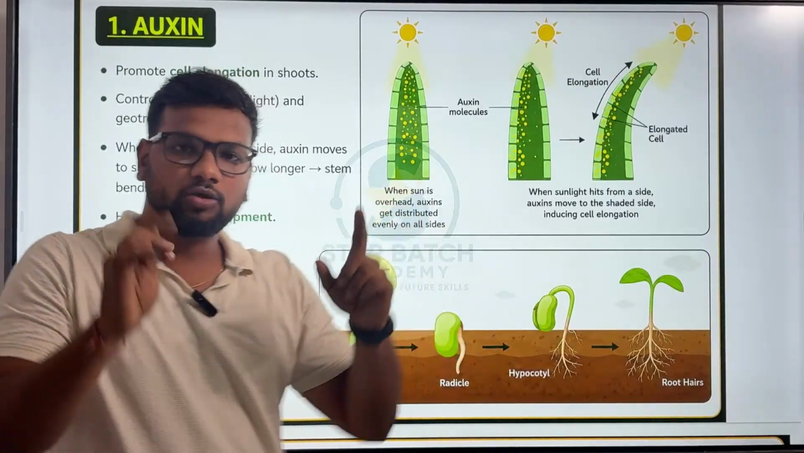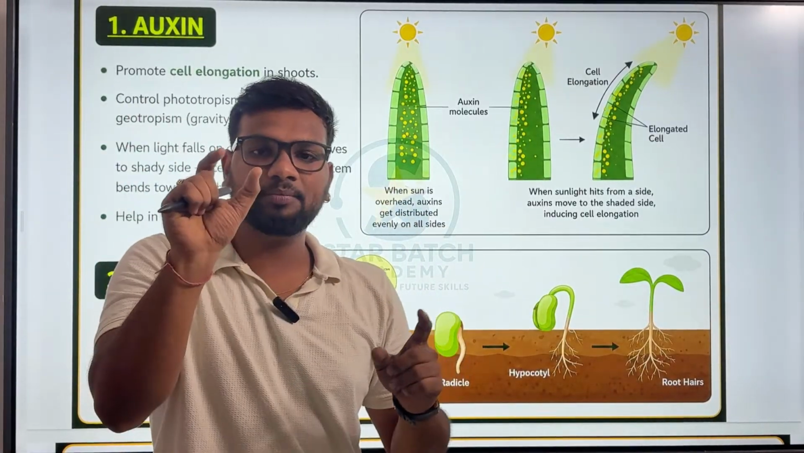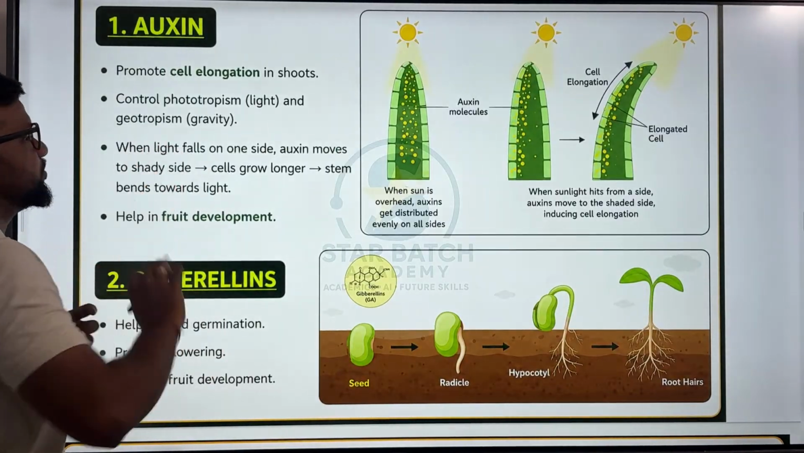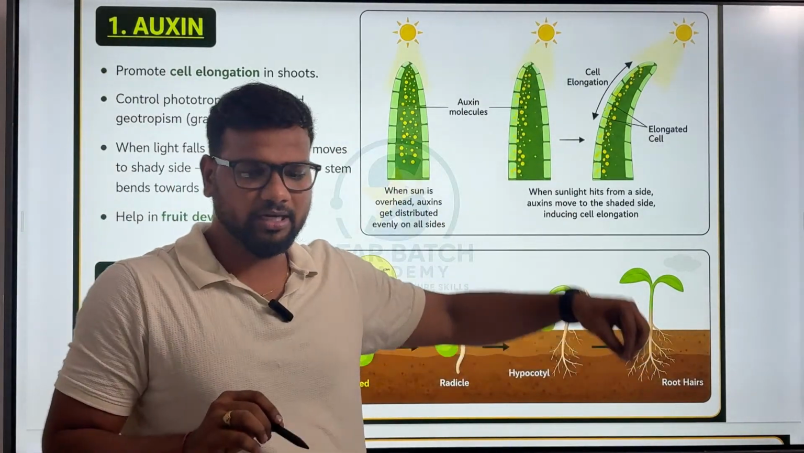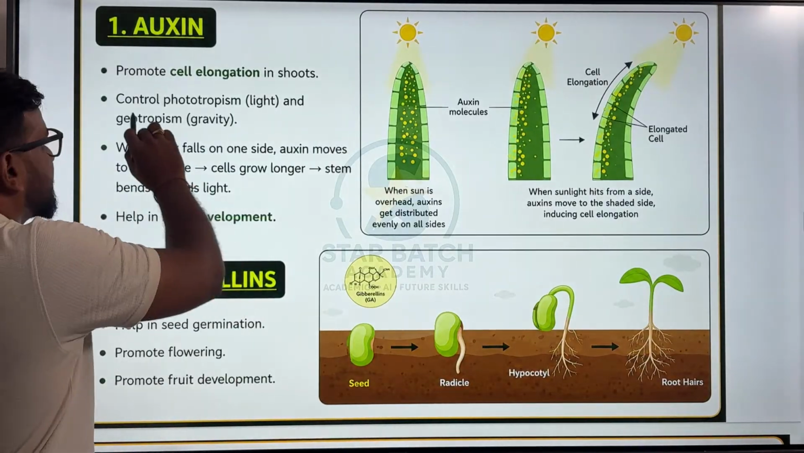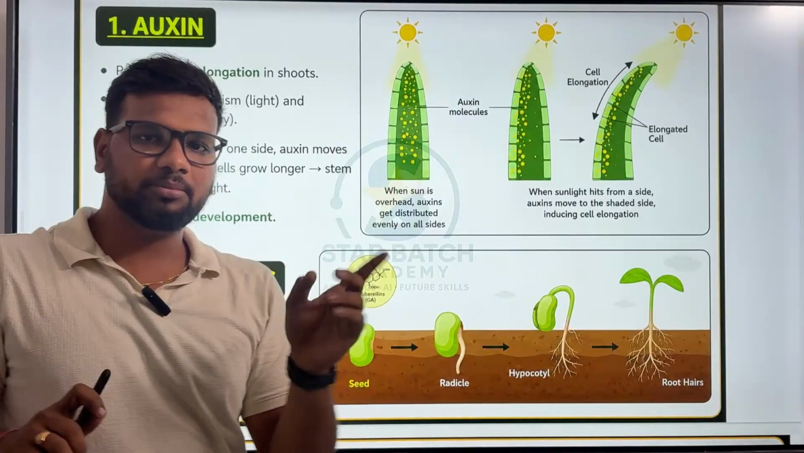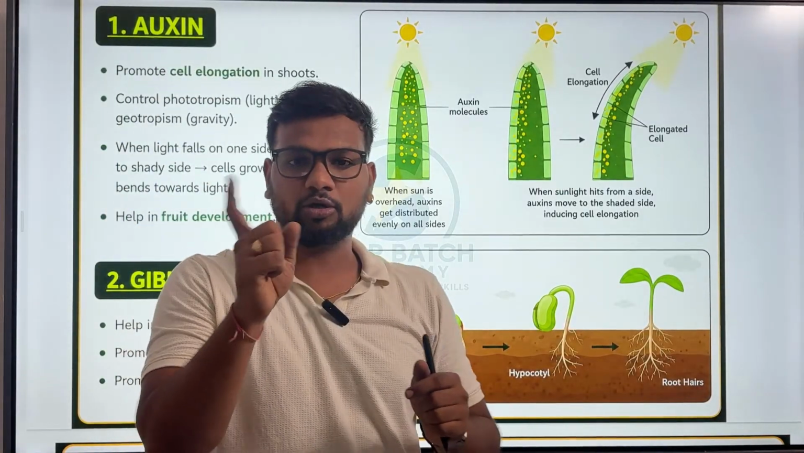Phototropism means towards the light. Photo means light, towards the light. And geotropism means towards the gravity. Okay, towards the gravity. What is happening? In controlled phototropism, the phototropism can be controlled.